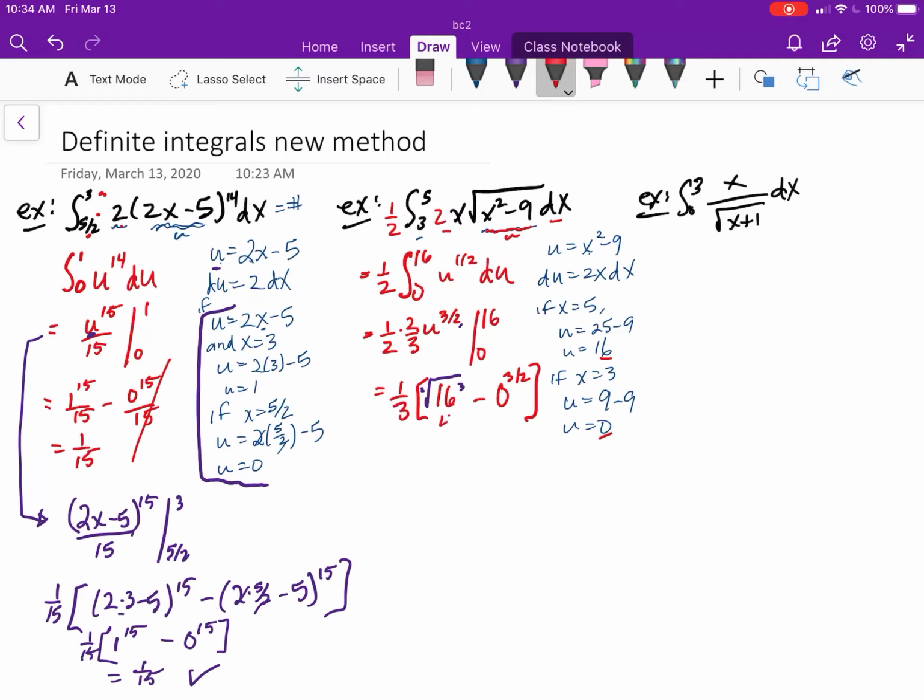Square root of 16 is 4, 4 to the 3rd, so that's 64, and then multiplied by 1/3, 64 thirds. Again, you could change these bounds back and go back to x's for u and compute it that way, but oftentimes it's uglier, as you've seen down here.